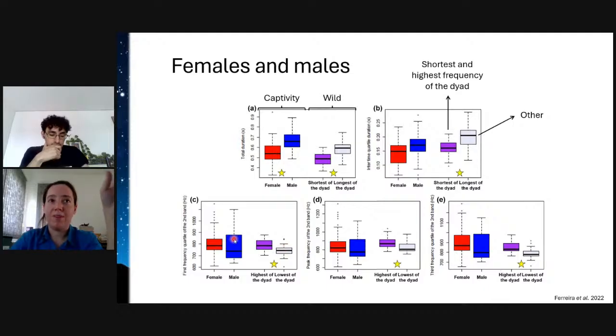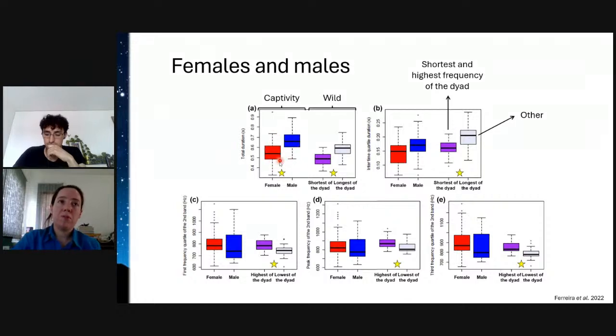sorry, that was in captivity. Between the interacting maned wolves, there was always one that was higher in frequency and one lower in frequency, and this difference is also statistically significant. So you have always one with lower frequency and one with higher frequency. And we then compared this with what we had found in captivity.